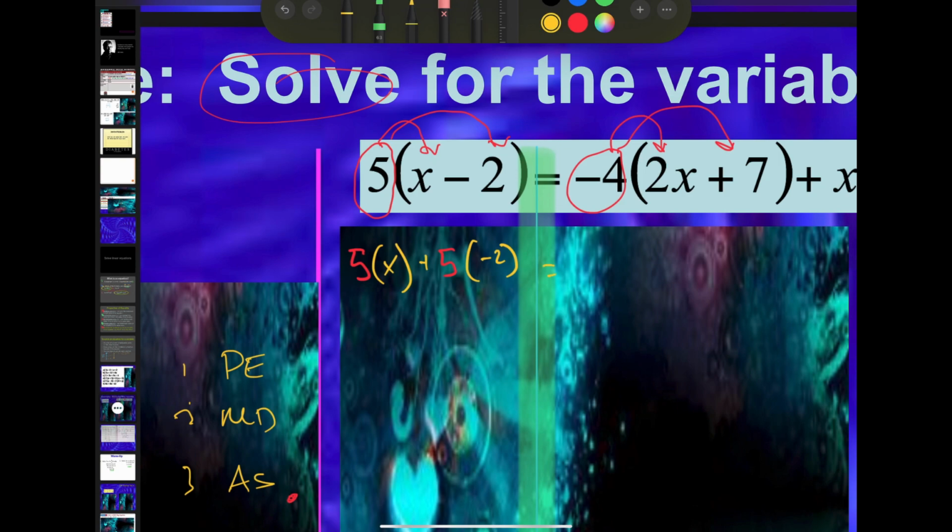Let me show you on the other side too. So that means the negative 4 is going to go both towards the 2x by multiplication. Whoops. Right, because it's multiplication. And it's negative 4 times the 7. And I still have the x on the outside. Let's go ahead and simplify here.